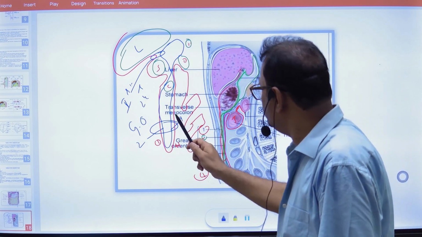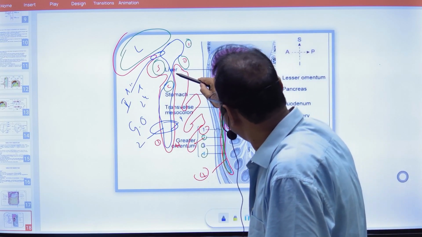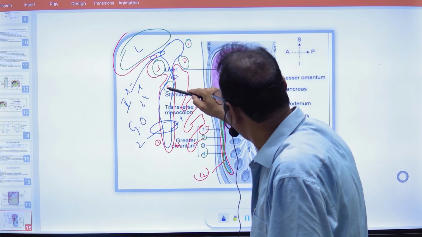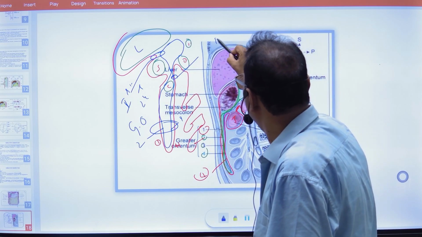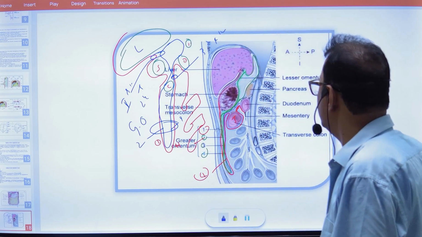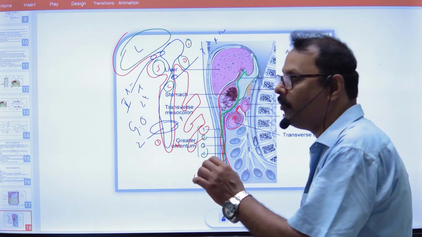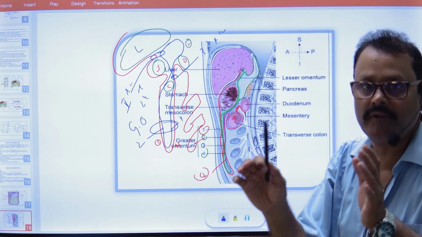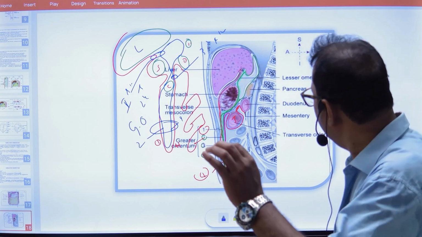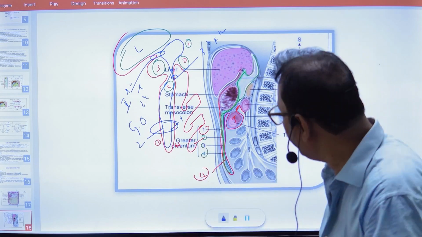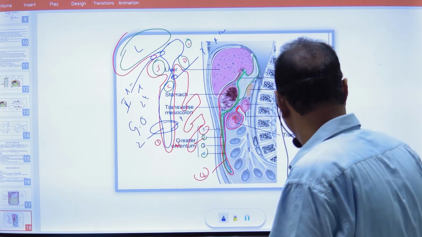We have a transverse mesocolon over here, and at this transverse mesocolon we have the colon. This transverse mesocolon is formed by the third and the fourth layer. First, second, third, fourth will form the greater omentum. The lesser omentum is formed by the first and the second layer, and the third and fourth will form the transverse mesocolon.